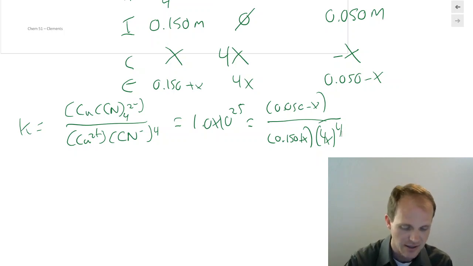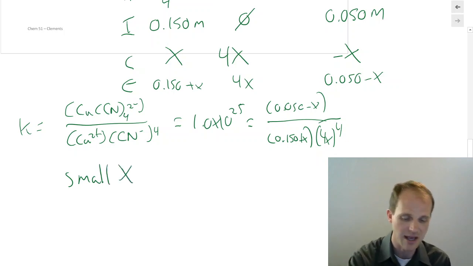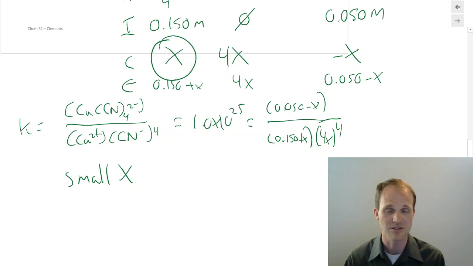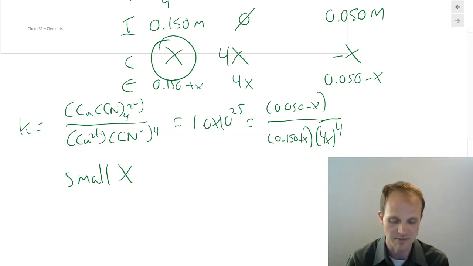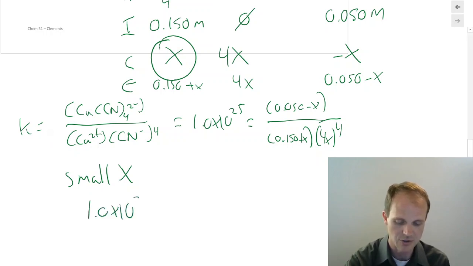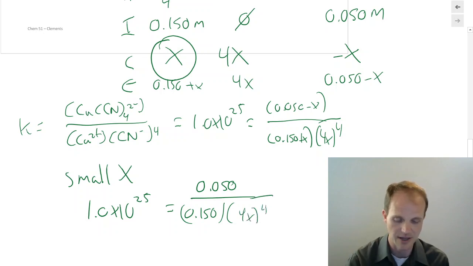All right, what am I going to do here? This is why I thought of it, right? Small x. Why do I think of small x? Because I have a really large K, and x is talking about reactants. A really large K really favors products. I'm not going to have many reactants, and so we expect x to be fairly small. So what do I get? I get 1.0 times 10 to the 25th is equal to 0.050 minus x, which is approximately 0.05, over 0.150, and 4x to the 4th still there.